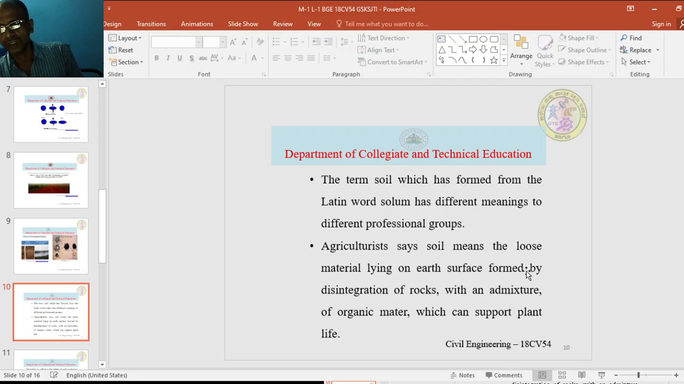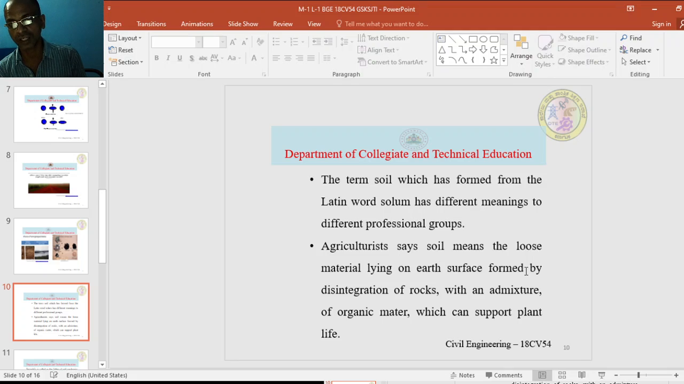So now we should know the definition of soil mechanics. Different professional groups have coined the word soil for different purposes. The word soil originated from the Latin word solum, which has different meanings in different professional groups. If you ask an agricultural person what is meant by soil, they will say simply it is organic matter, which is helpful for plantation purposes.